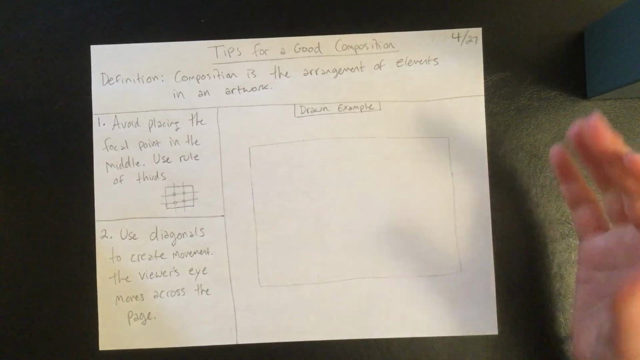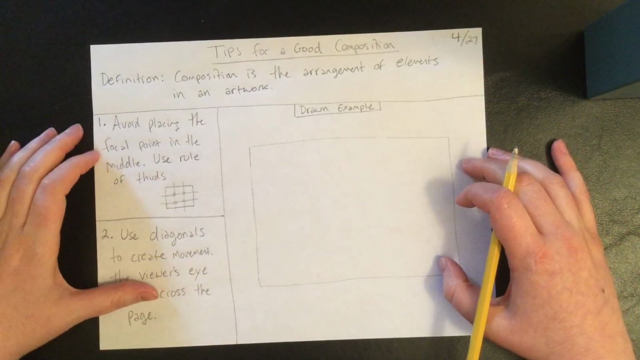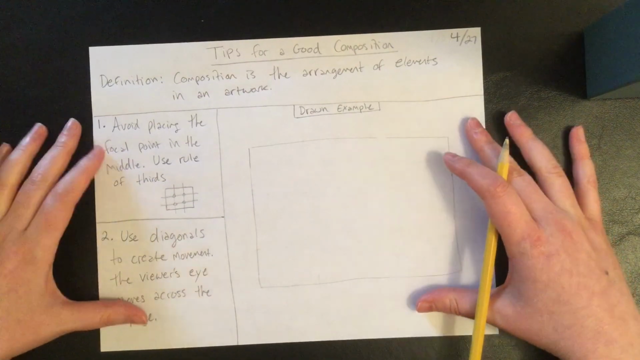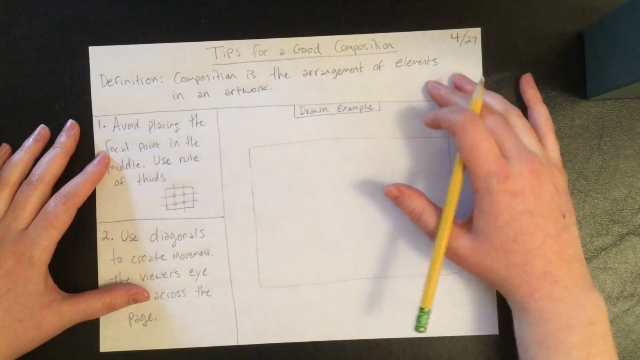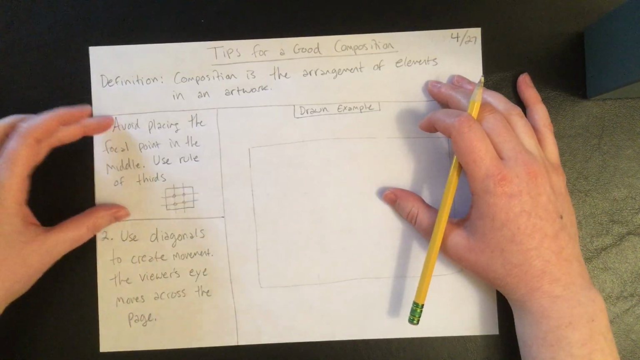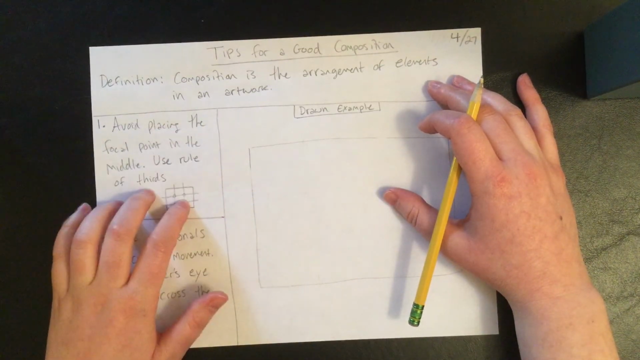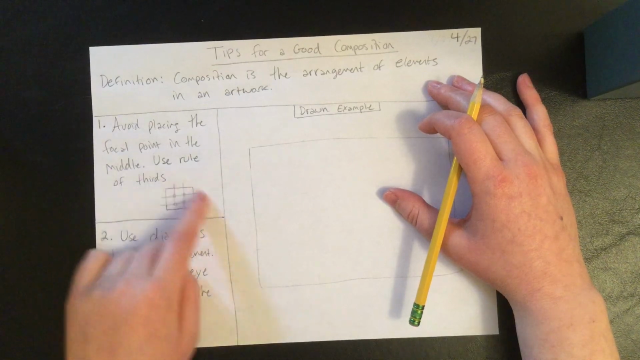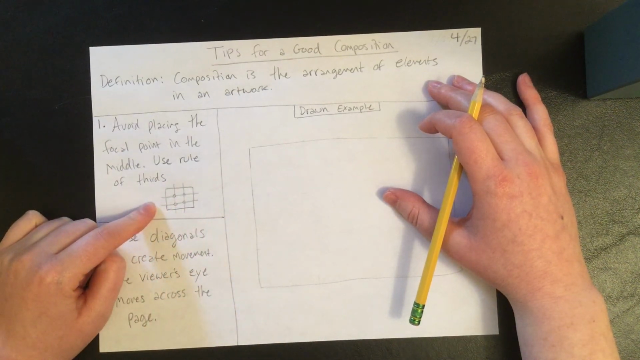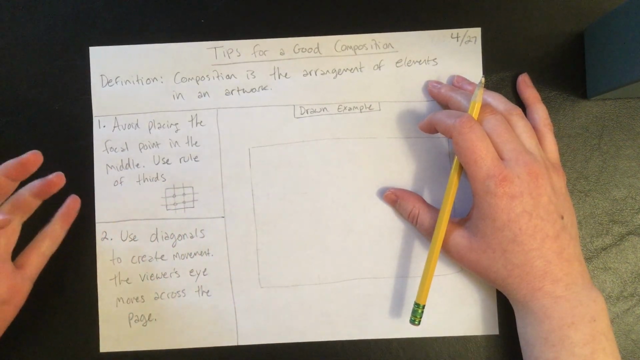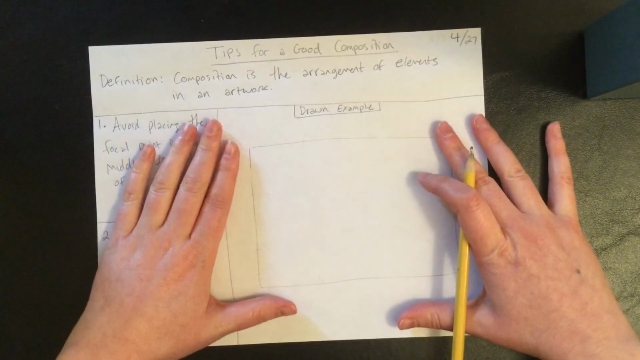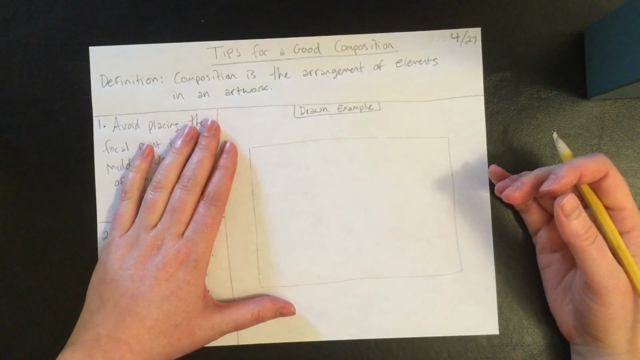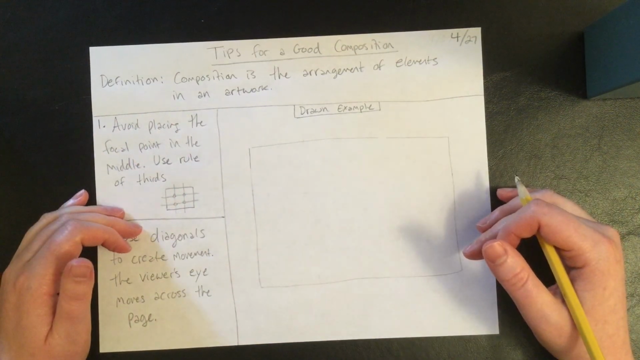Hey students, so we are back looking at our paper here. So your page right now should look something like this. You now have your definition written at the top. You've got your first tip number 1 here. I drew a little example of the rule of thirds just so I would have a sense of what that meant. And then tip number 2 here. So then in this larger section, you are going to do a drawn example of these 2 tips combined together.